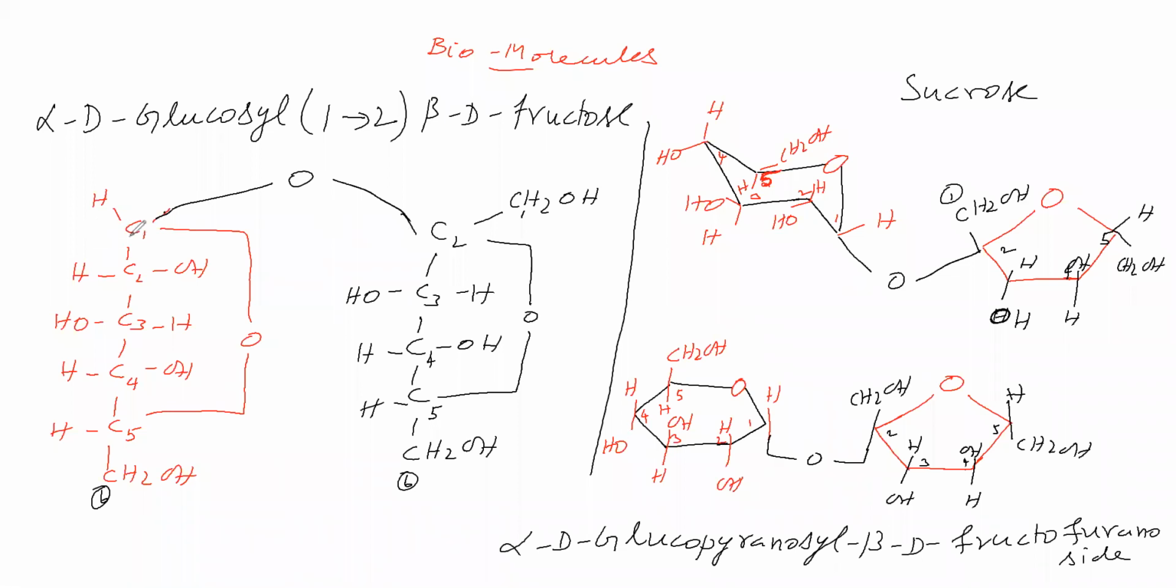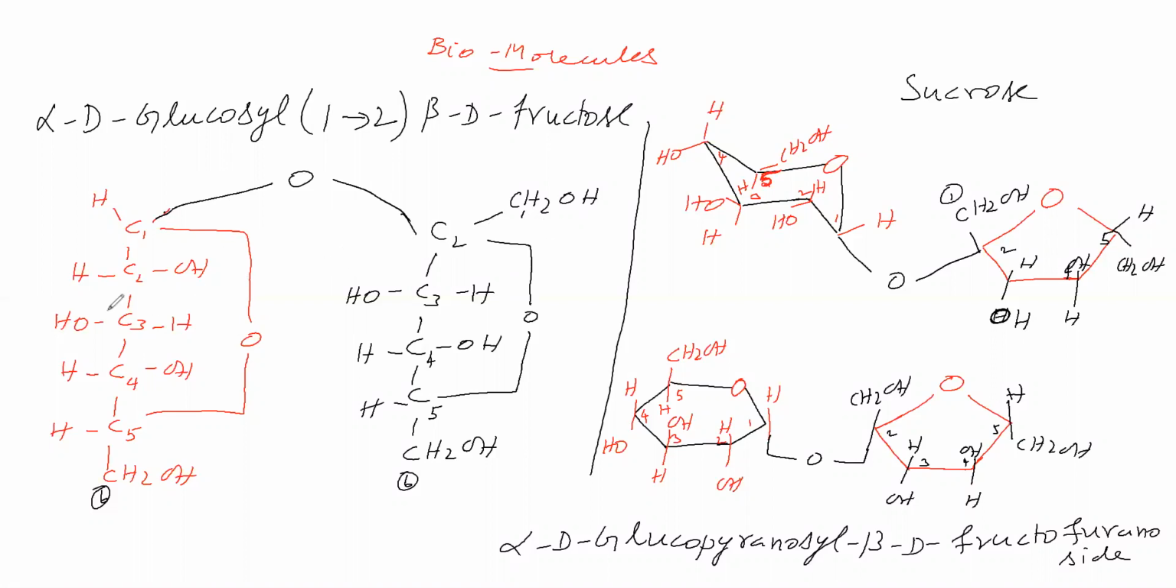See, this C1 has one ether linkage here and one ether linkage here, so it is in acetal form. This C2 also has two ether linkages, therefore C2 is in acetal form. C1 is also in acetal form. Therefore both are in acetal form, meaning the carbonyl group here is not in hemiacetal form.